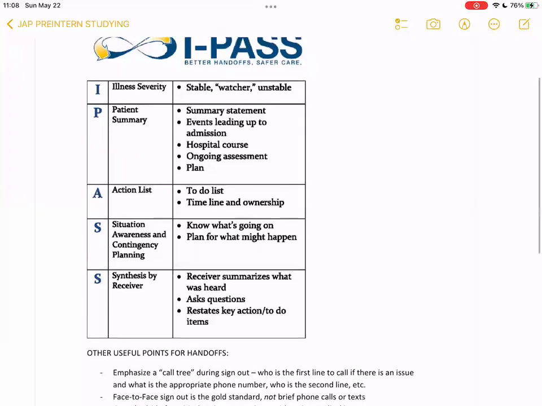And then you want to do S, which is situation awareness and contingency plans. For example, I give sign out to you for a patient who's having a GI bleed. I tell you this patient is a watcher, which means there's a chance this patient will become severely ill, but for now he's stable. Then I give you the summary and the plan, like an endoscopy tomorrow. But the situational awareness is, if the patient develops something, you can do this. So the more situation awareness you give, the better your sign out is.